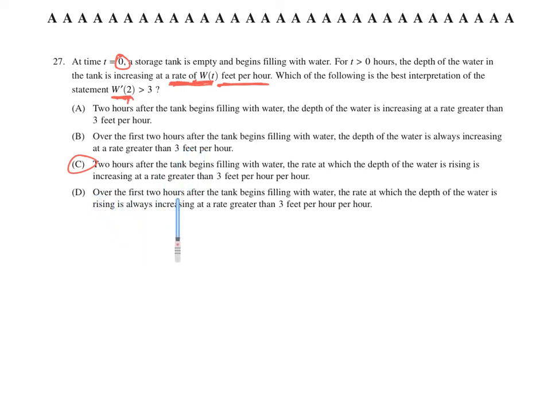And again, D is over the first 2 hours. The rate at which the depth of the water is always increasing at a rate greater than 3 feet per hour. What's the problem here? Again, they're not saying at 2 hours, at that point in time. They're saying over that interval, when we're plugging in that value, that's saying at 2 hours, not during those first 2 hours willy-nilly.